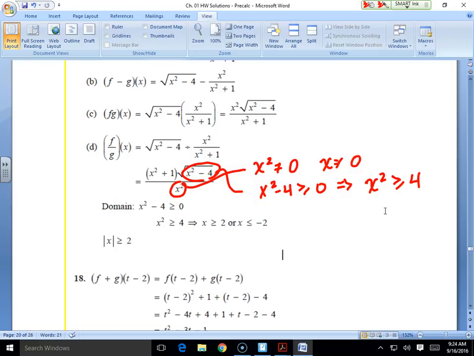Square root, plus or minus. If we do a positive square root, the inequality stays the same, so we get x is greater than or equal to 2. If we do a negative square root, this is going to flip, and I'm going to have negative square root of 4, which ends up being x less than or equal to negative 2. It might have been a while.